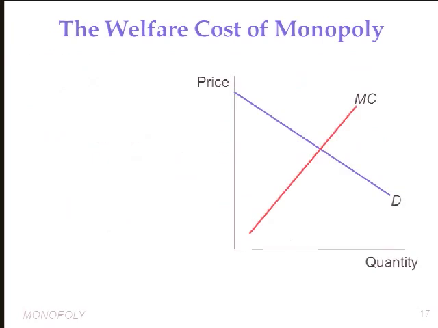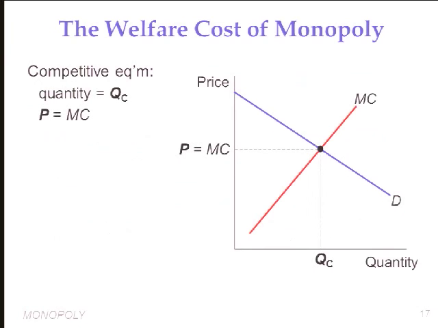Okay, now let's look at the monopoly equilibrium. Now we have to introduce the marginal revenue curve, because the monopolist's optimal profit decision is going to be where marginal revenue is equal to marginal cost. That's going to be the quantity QM. Now look at the willingness to pay from QM out to QC. If we look at the marginal cost from QM out to QC, there's an opportunity for mutual gain from trade, right? And that opportunity is lost.